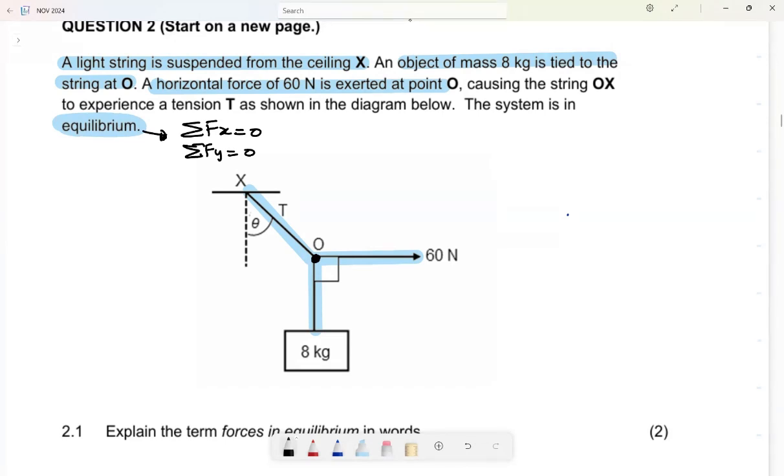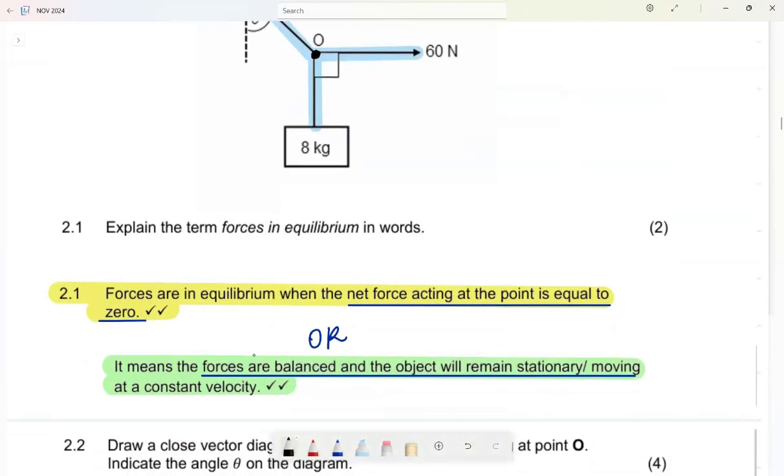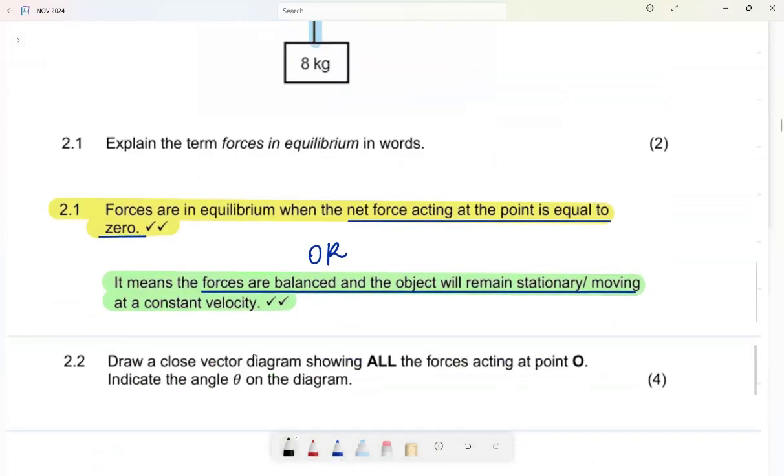So let's now look at this part. 2.1: explain the term forces in equilibrium. In words, forces are in equilibrium when the net force acting at a point is equal to 0. Remember, if the net force is equal to 0, it means the object is in equilibrium and the forces are balanced, and the object will remain stationary, or it will move at a constant velocity if there is motion.